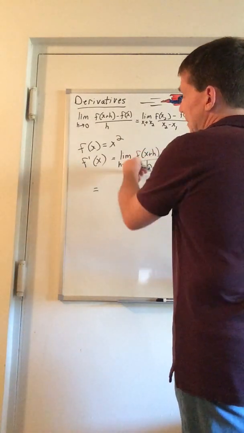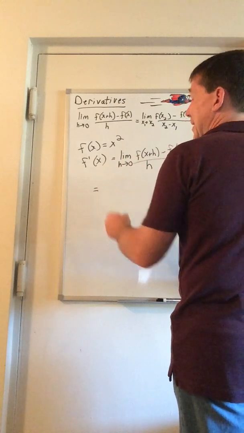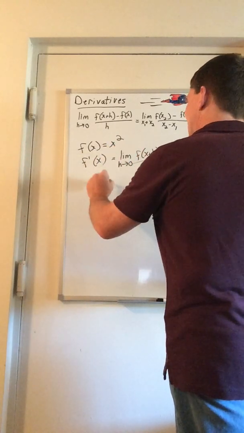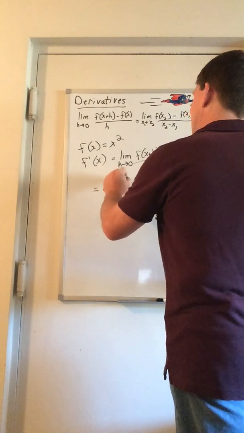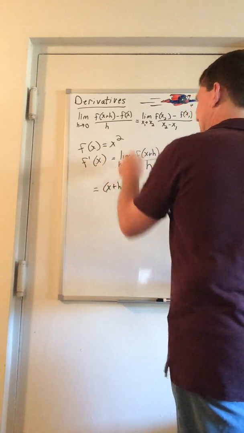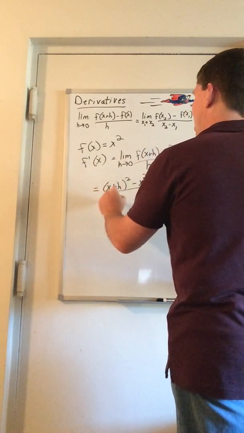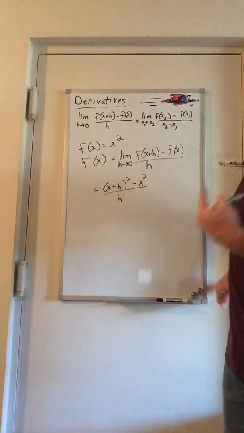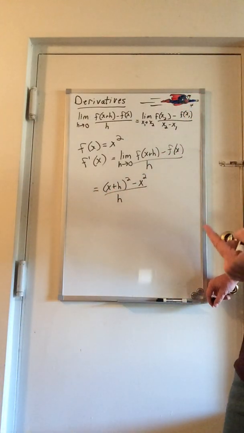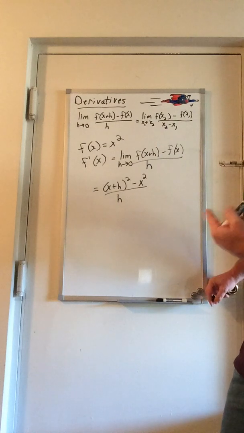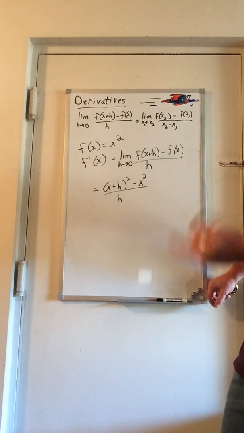Again, I'll drop the limit until I get to the end just to save space. f of x plus h, that would be x plus h squared, minus f of x, which is x squared, all over h. And it came up when taking limits on your homework before. How do we go about solving this?